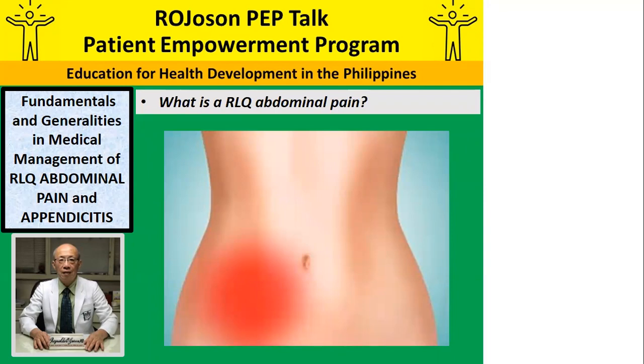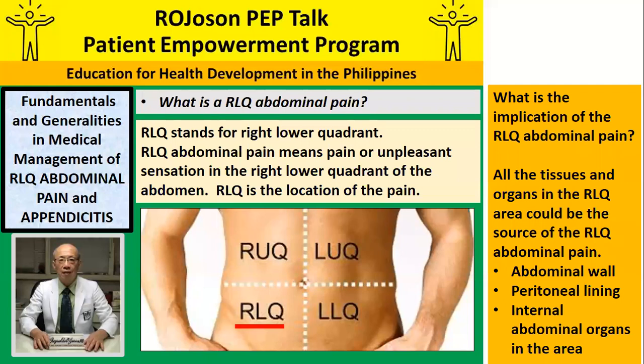So what is right lower quadrant abdominal pain? RLQ stands for right lower quadrant. Right lower quadrant abdominal pain means the pain or the unpleasant sensation in the right lower quadrant of the abdomen. So the right lower quadrant is the location of the pain. What is the implication of the right lower quadrant abdominal pain? All tissues and organs in the right lower quadrant area could be the source of the pain. And these components of the belly of the abdomen in this area will be the following: abdominal wall, peritoneal lining, and internal abdominal organs in the area.